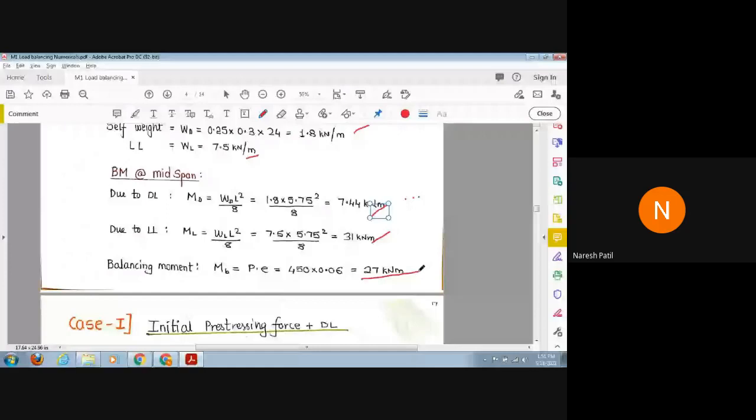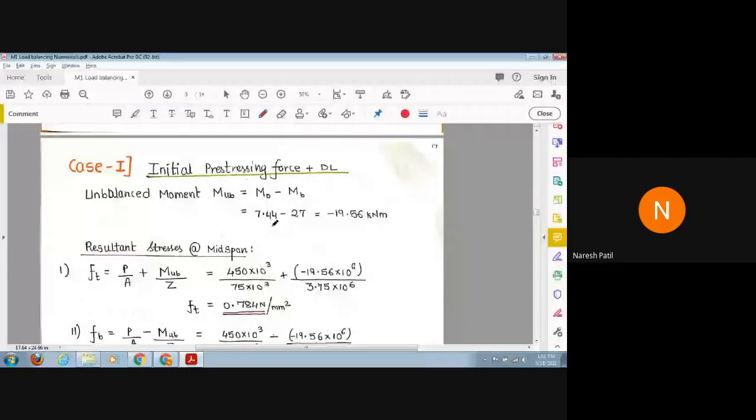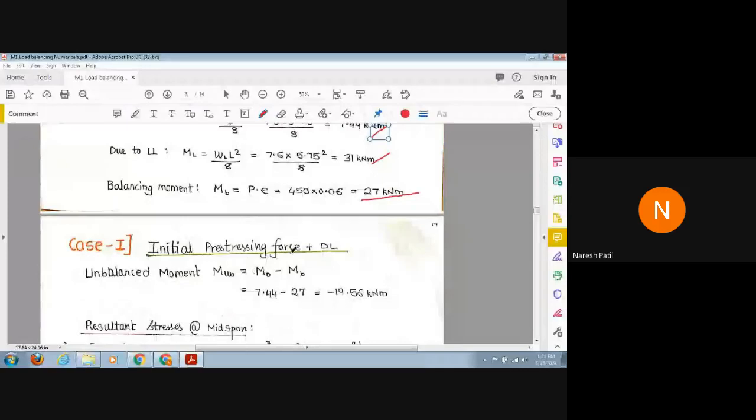Initial pre-stressing force plus dead load. So calculate the unbalanced moment, MD minus MB. What is MD here? MD is the load due to self-weight. MB is the balanced moment, P into E. So we got the unbalanced moment as 19.56 kilonewton meter.